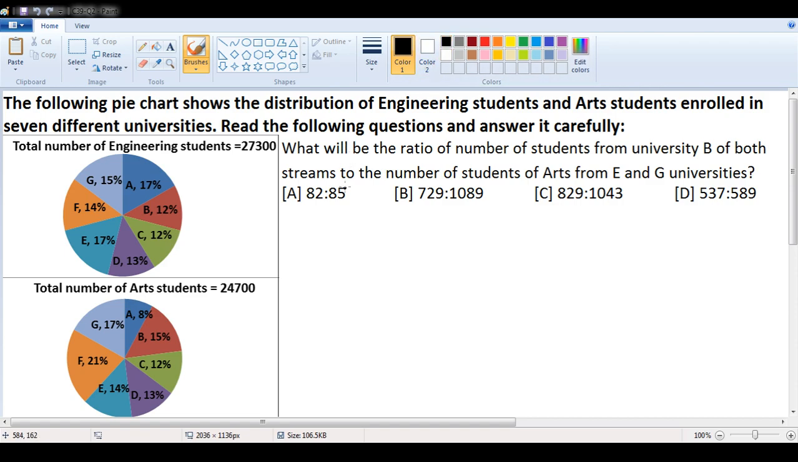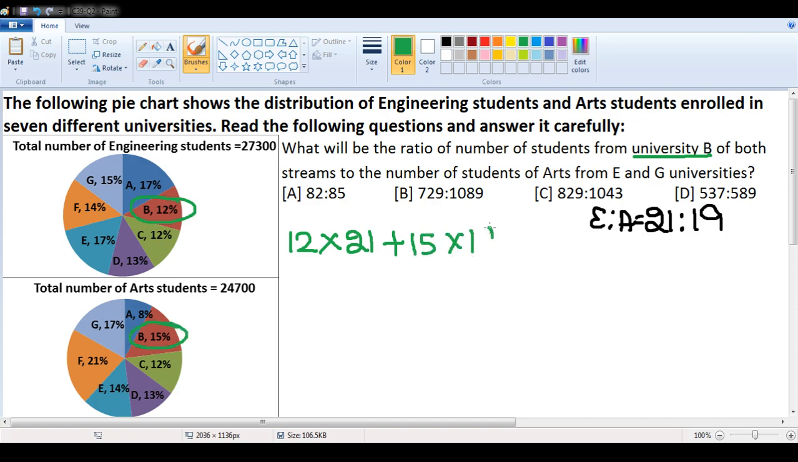Now see here, first of all, the ratio is nothing but engineering and arts. It is 21 is to 19, right? Whenever I talk about engineering, I will come to 21. Whenever I talk about arts, I will come to 19. Now, what will be the ratio of number of students from University B of both streams? University B is 12 percentage in engineering. Whenever engineering, I will multiply by 21. Here it is 15 percentage in arts.